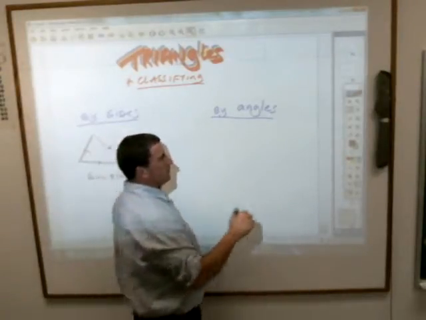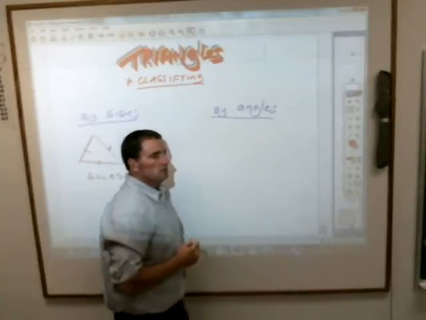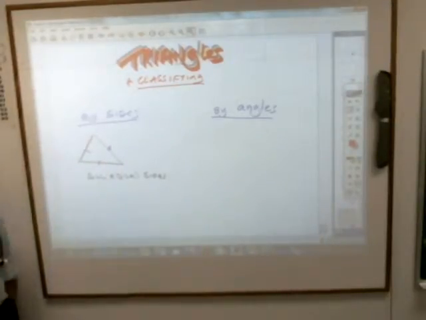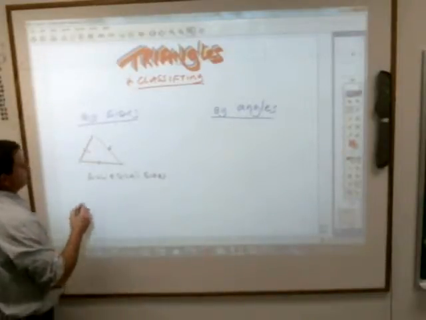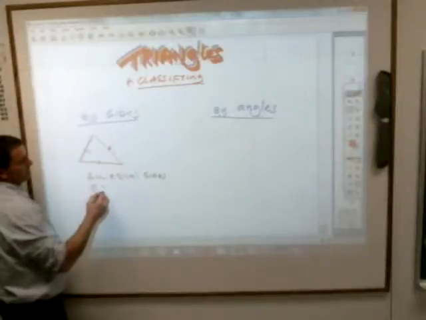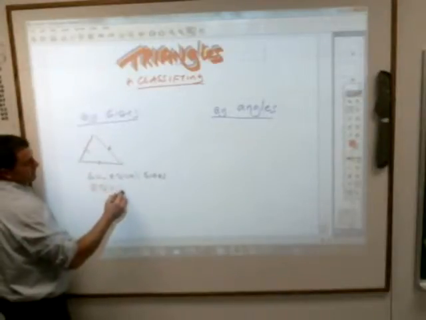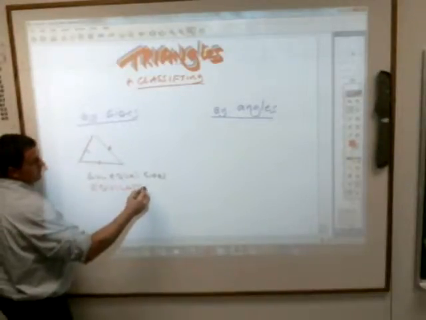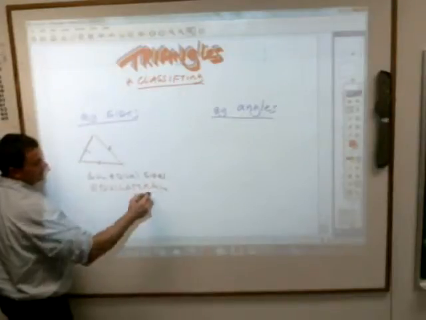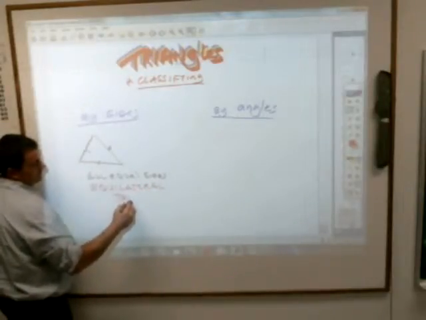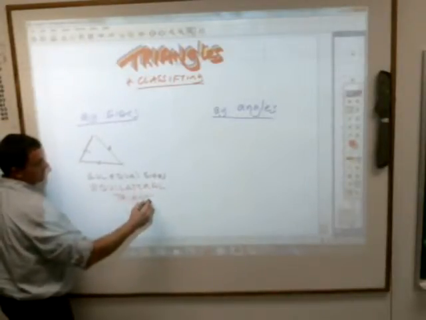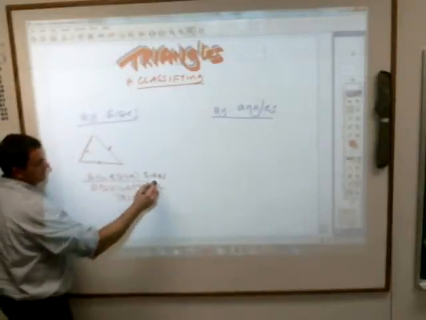Anybody know what the name of a triangle that has all equal sides is? It almost sounds like what it is there. Alex? Equilateral? It is equilateral. It's an equilateral triangle. All sides are equal.